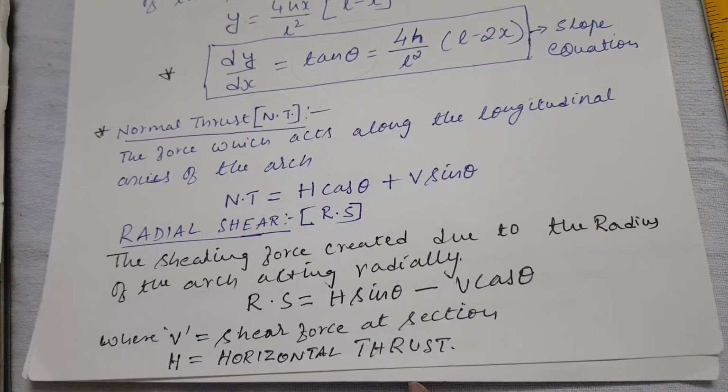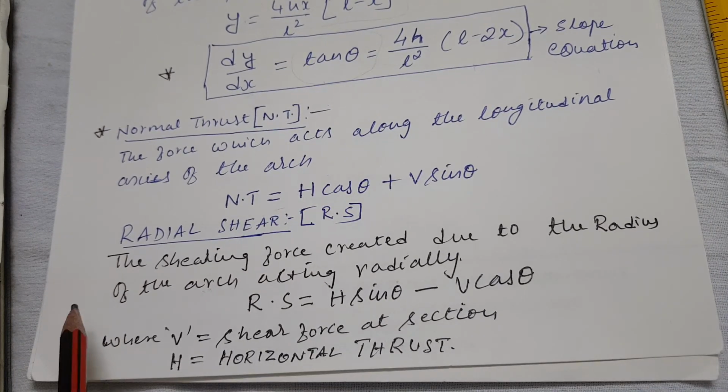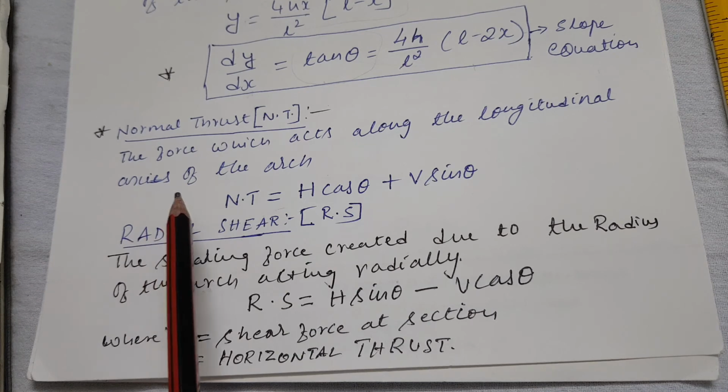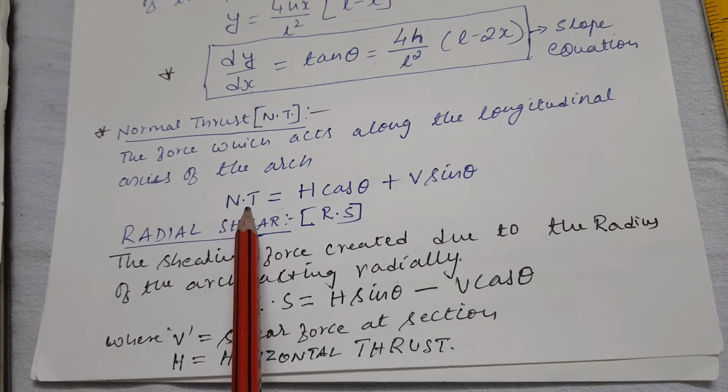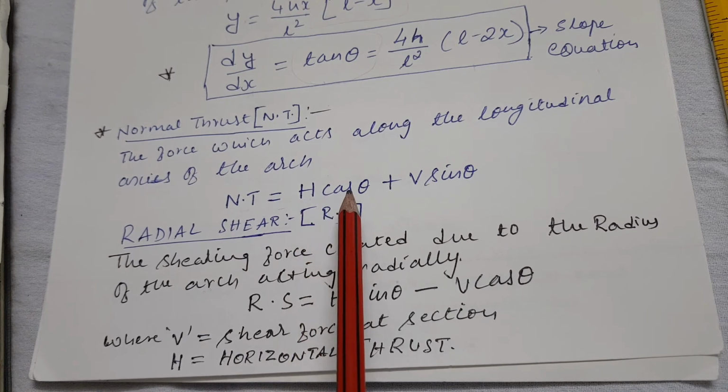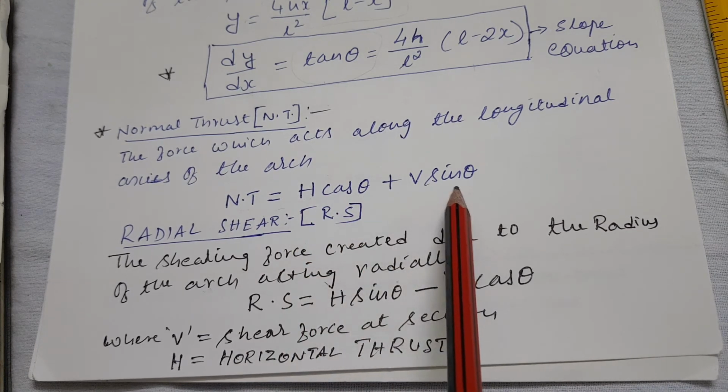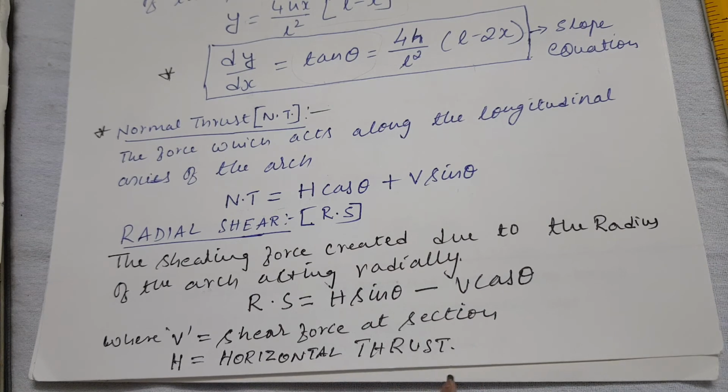And very important, you have two other topics which are related to the normal thrust as well as the radial shear. Normal thrust normally acts along the longitudinal length, or longitudinal axis. It is represented by N dot T, which is equal to H cos theta plus V sin theta, where H is the horizontal thrust and V is the shear force at a section. I will explain while solving the problems how to calculate H, how to calculate V, and even how to calculate theta.